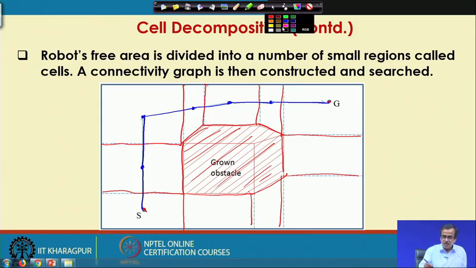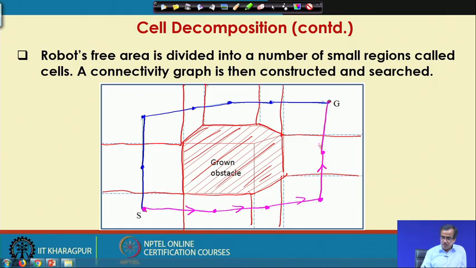For example, another feasible path could be something like this. You just start from here, then you find out this as the feasible subregion. So, the midpoint could be here. Next, this is the feasible subregion, and the center of this subregion could be here. So, another feasible path could be something like this. So, this could be another feasible path for this particular point robot.